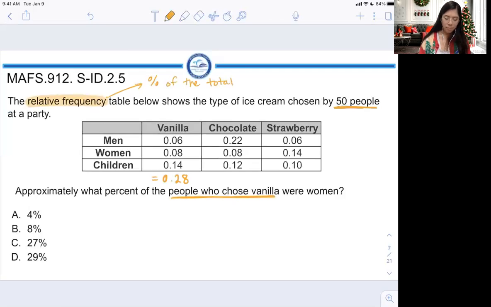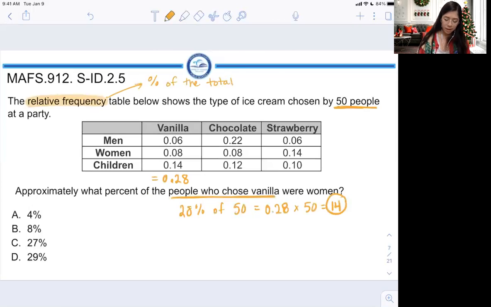So what percentage is that? So 0.28, how do I write that as a percent? Oh, 28%. So that's 28% of 50. So again, we do 0.28 times 50. What do we get? 14. So 14 people chose vanilla.